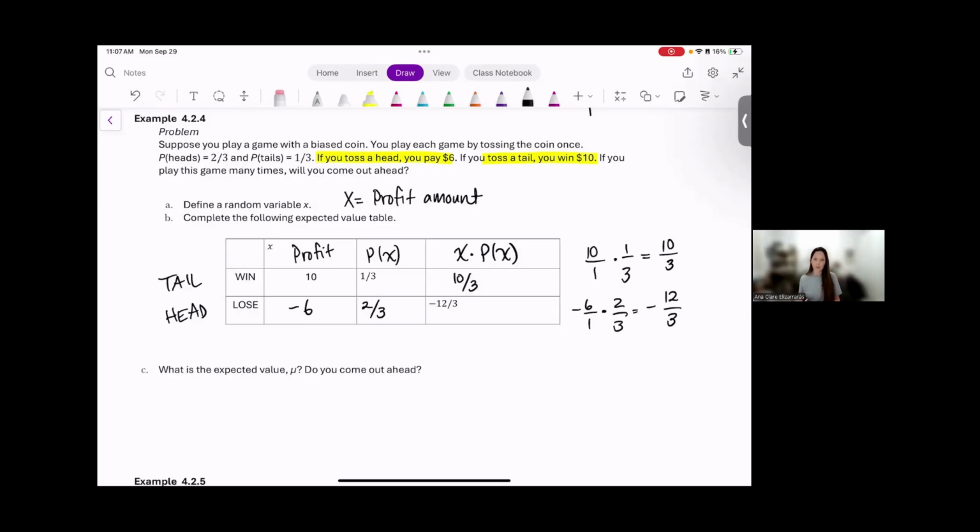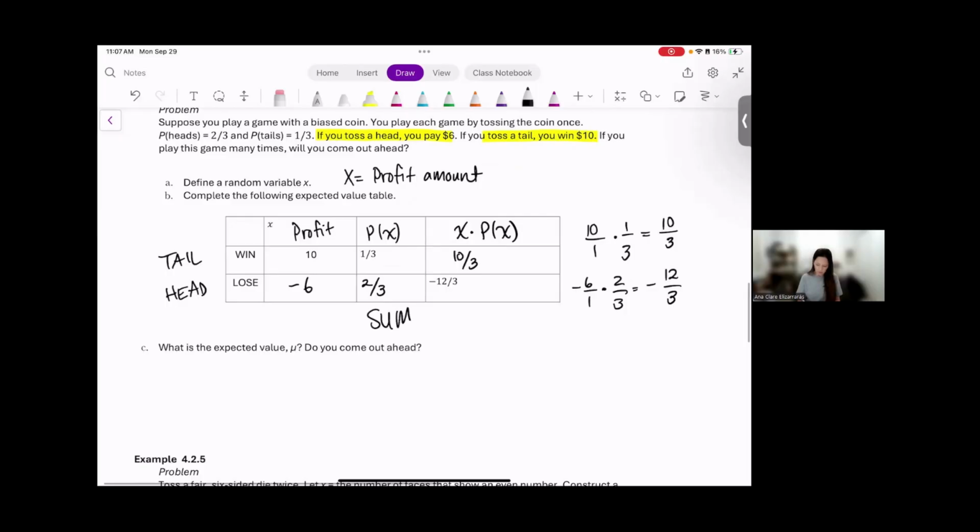What is the expected value? I need to just sum those. What is 10/3 plus -12/3? Thankfully, they have a common denominator. I can just keep that denominator. And I'm dealing with 10 plus a -12. That's 10 minus 12. You have more negatives than you do positives. So when your signs are opposite, what you do is you subtract. So 12 minus 10 is 2, and you keep the sign of the bigger number, which is negative.